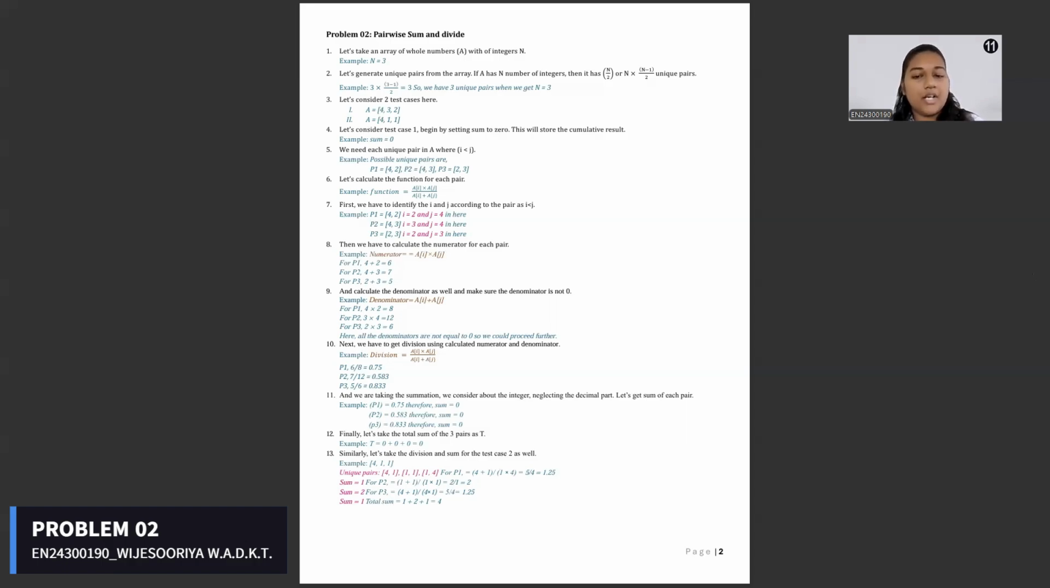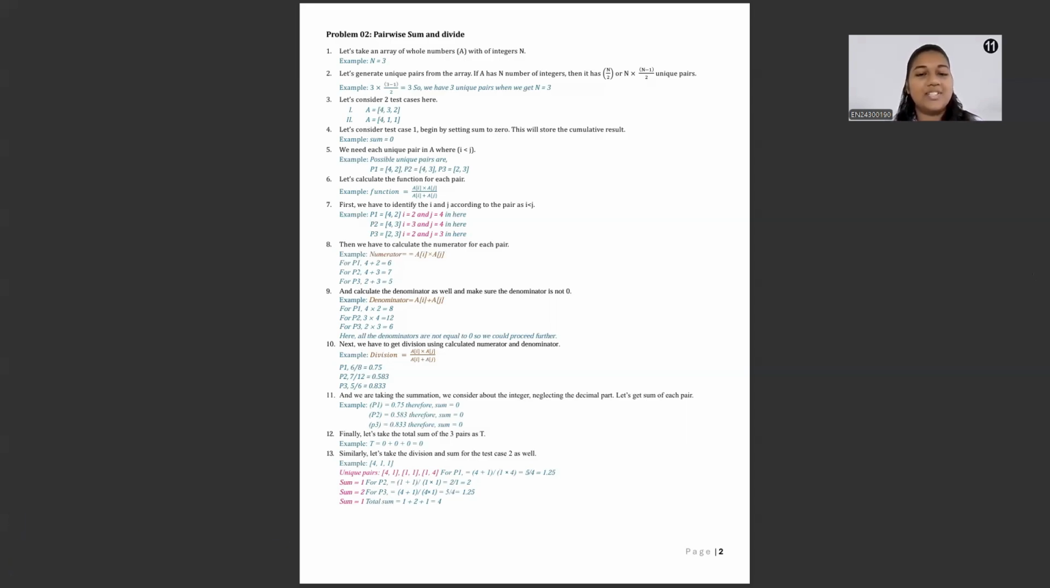Similarly, we have obtained the sum for the second test case as well. So you can see this in this document as well.